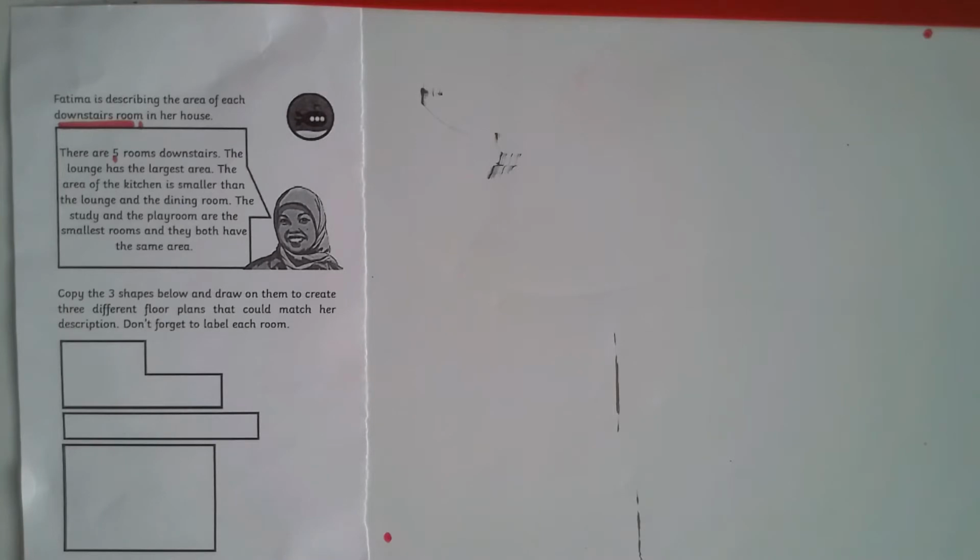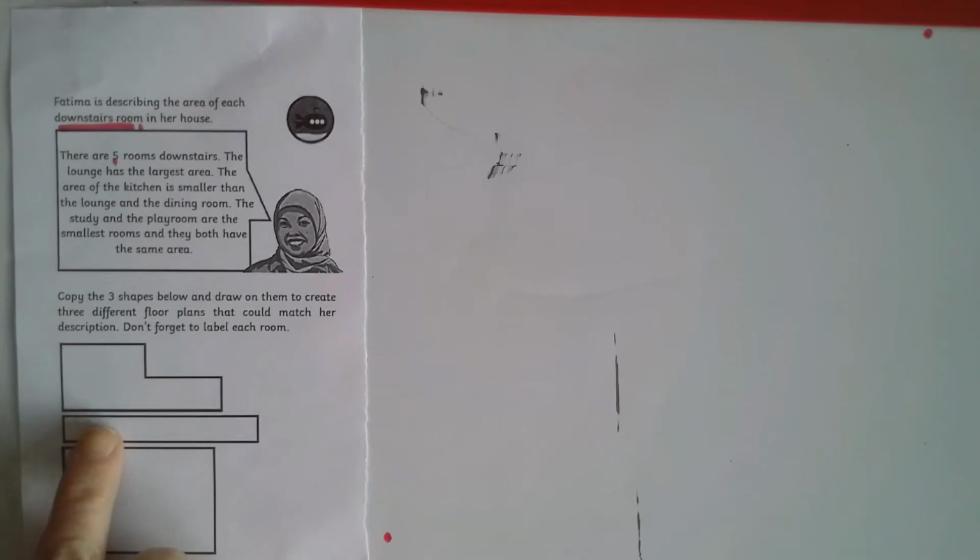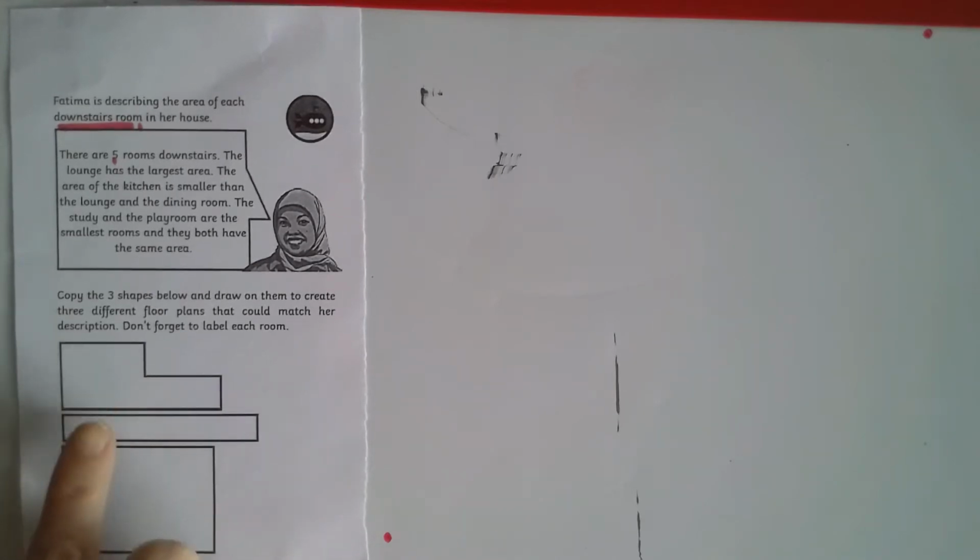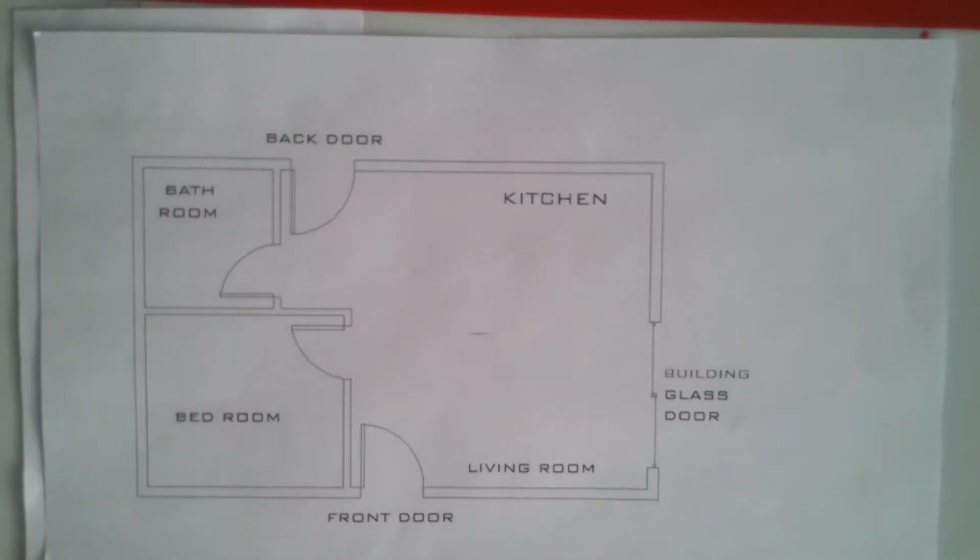And basically what your job is today is, we can see that we've got 3 different rectilinear shapes here, okay? And your job is to copy them and then draw on them to create 3 different floor plans that match what Fatima's telling us about the area of the rooms in her house. Now, I don't know whether you'll have seen a floor plan before, but I just printed a very basic one off for you to have a look at.